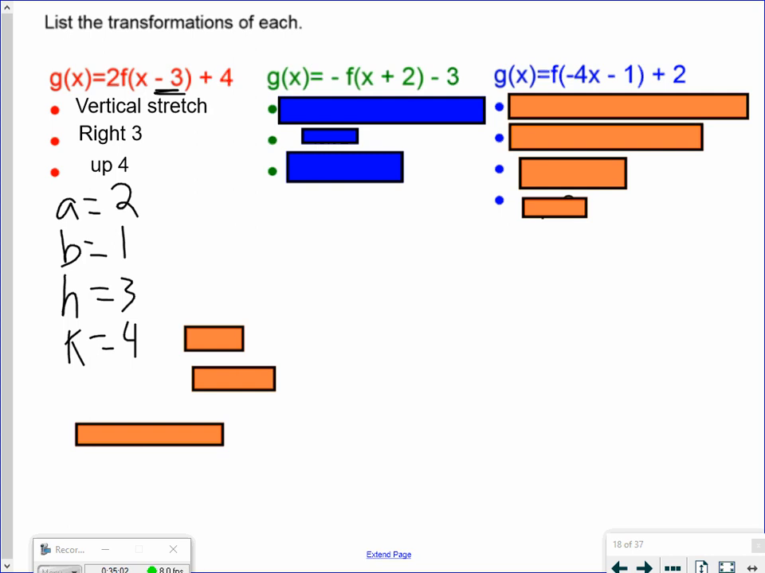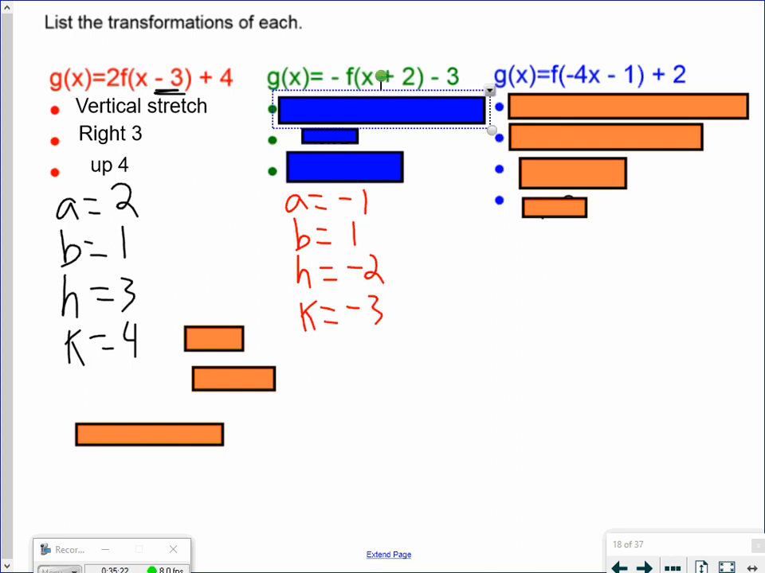All right, for the second one, g of x equals negative f of x plus 2 minus 3. Same thing, just go ahead and list out your a, b, h, and k. It's really helpful so you don't get lost. You know exactly what you're looking for. Our a is negative 1. Our b is a positive 1, so it's not doing anything. Our h is negative 2. Our k is negative 3.